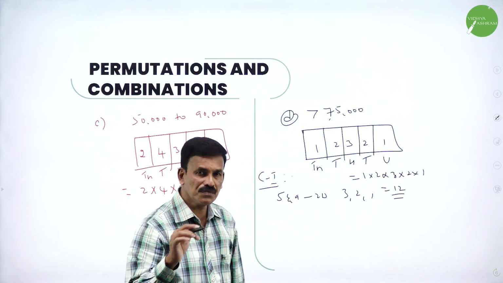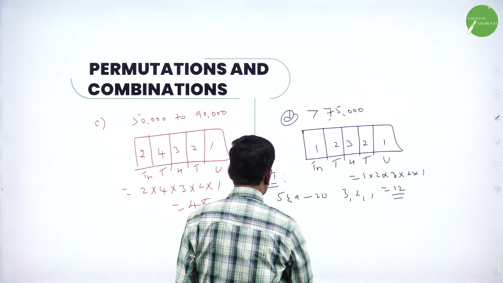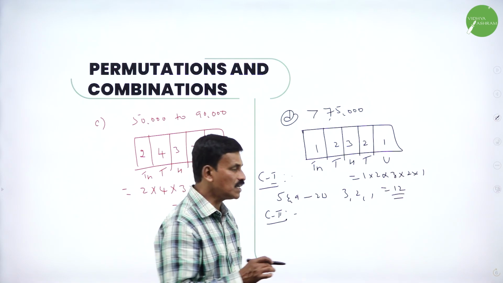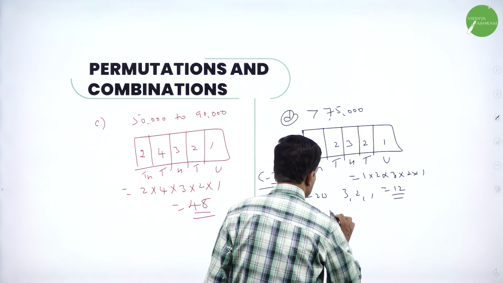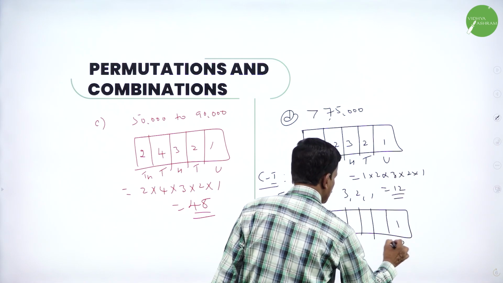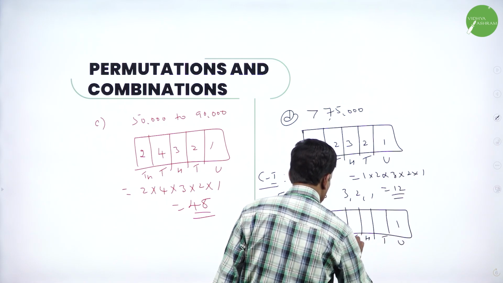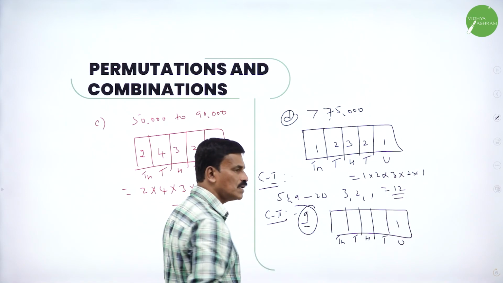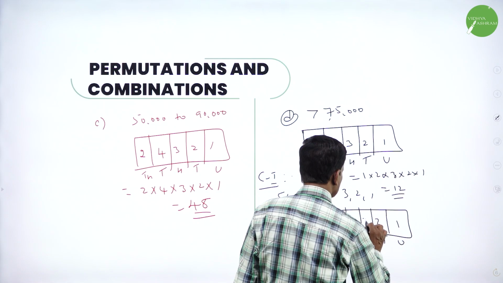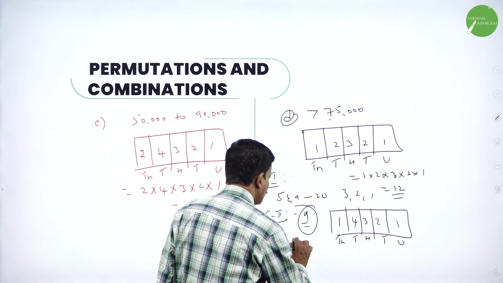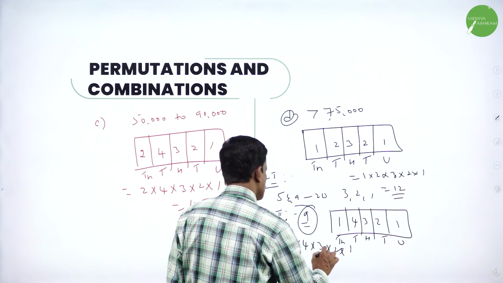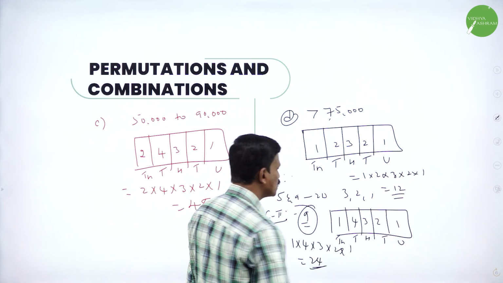In case 2, suppose the first number, that is the unit digit, is filled by 9. If the unit digit is filled by 9, that is one number, then the places are unit, 10, 100, 1000, 10,000. The unit digit is filled by one number, that is 9. The remaining digits can be filled by the remaining numbers 2, 3, 4 and 1. So the required permutation is 1 into 4 into 3 into 2 into 1. 3 2s are 6, 6 4s are 24. This is the required permutation.